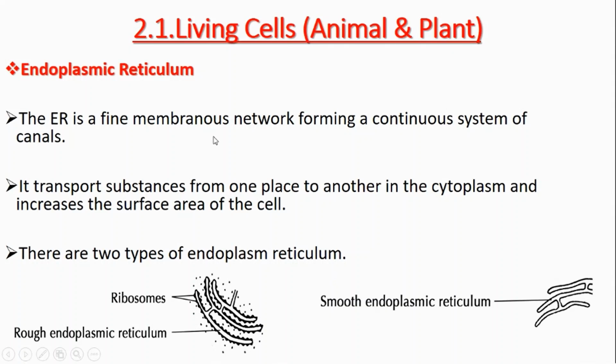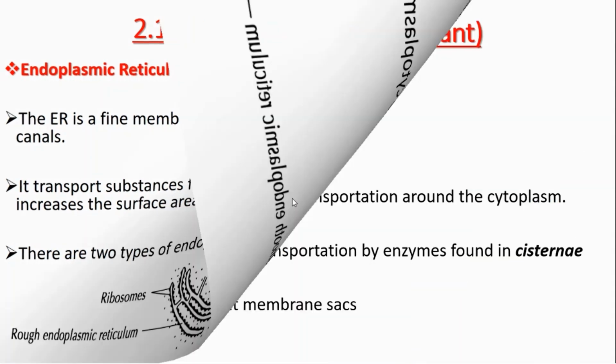Now we move over to the endoplasmic reticulum. The endoplasmic reticulum, or the ER, are membranous networks forming a continuous system of canals. They transport substances from one place to another in the cytoplasm and increase the surface area of the cell. And there are 2 types of endoplasmic reticulum. There's the one with the ribosomes called a rough endoplasmic reticulum, and the one without ribosomes is called a smooth endoplasmic reticulum. They are both responsible for transporting substances from one place to another in the cytoplasm, and they increase the surface area of the cell.